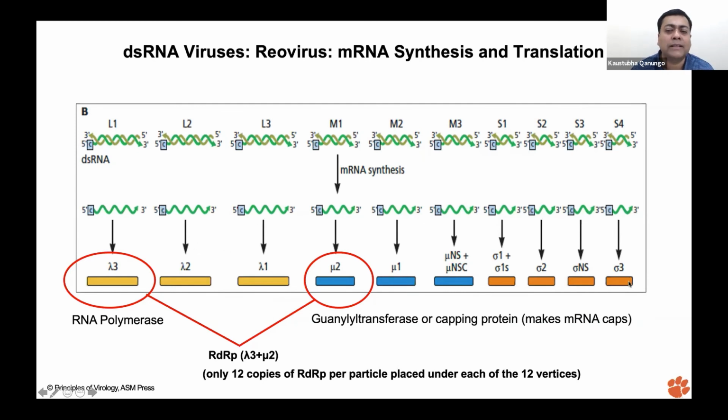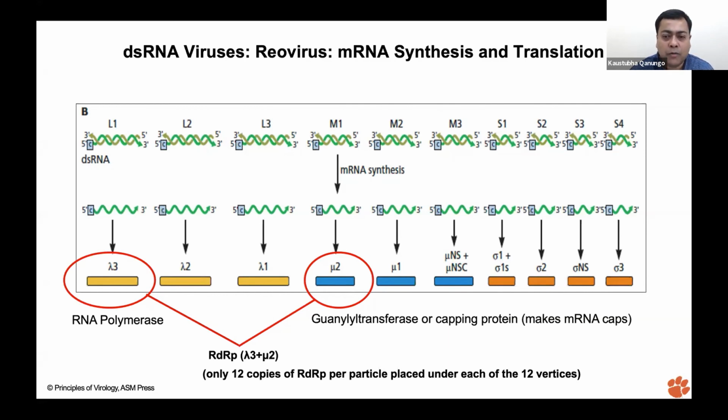All right, so here is the detail of the genome mRNA synthesis and the translation. You do not have to memorize any of these protein names. Just remember that the largest protein, lambda-3, and another protein, mu2, actually make up the RNA-dependent RNA polymerase. So this is the real RNA polymerase, which actually synthesizes the chain. And this mu2 protein is the guanylyl transferase, or the capping protein, and this makes the mRNA caps. And per reovirus particle, there are only 12 copies of the RNA-dependent RNA polymerase, and they are placed under the 12 vertices of the icosahedral symmetry.